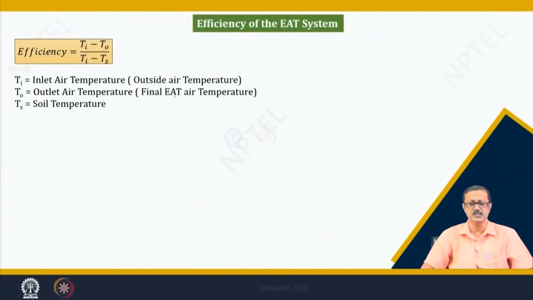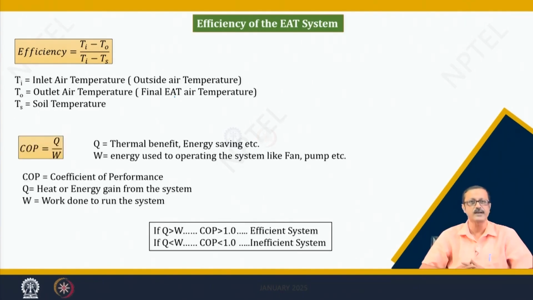The efficiency of the system will be given by this formula: (Ti minus To) divided by (Ti minus Ts), where Ti is the inlet temperature, how much the outside air temperature is at the inlet. To is the outlet temperature, which is after moving through the earth air tubes, the temperature of the air at the outlet, and Ts is the soil temperature.